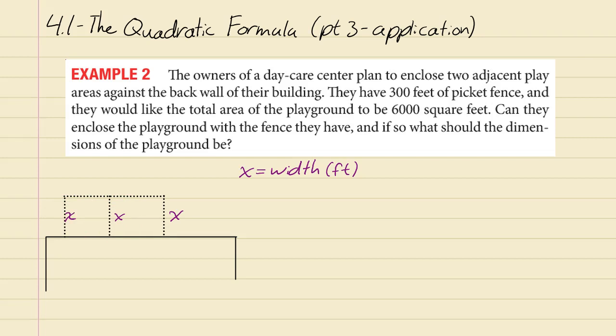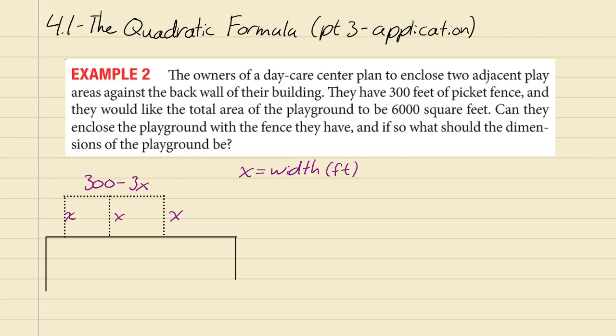We know the total of all of the fence has to be 300 feet of picket fence. So what is the length of this side over here going to be in terms of x? Well, 300 makes up x plus x plus x plus whatever's missing here. So I think this is going to be 300 minus 3x.